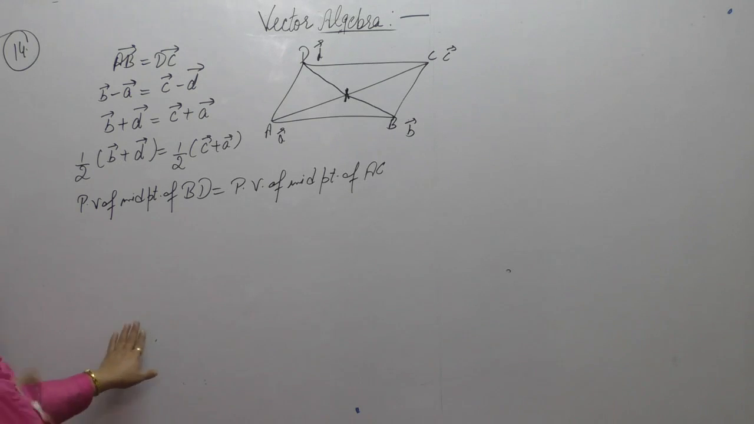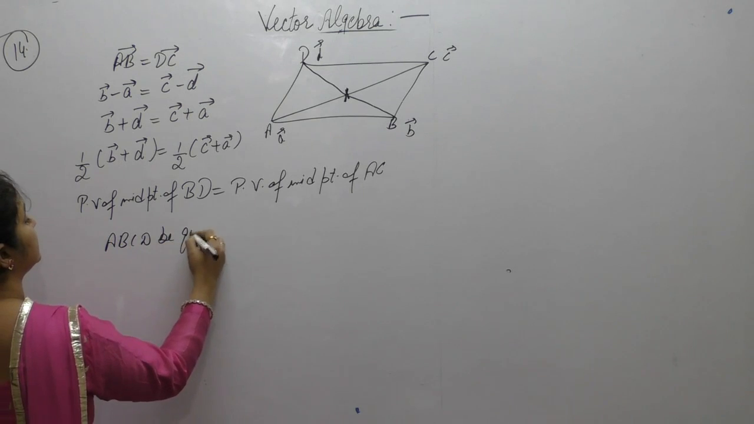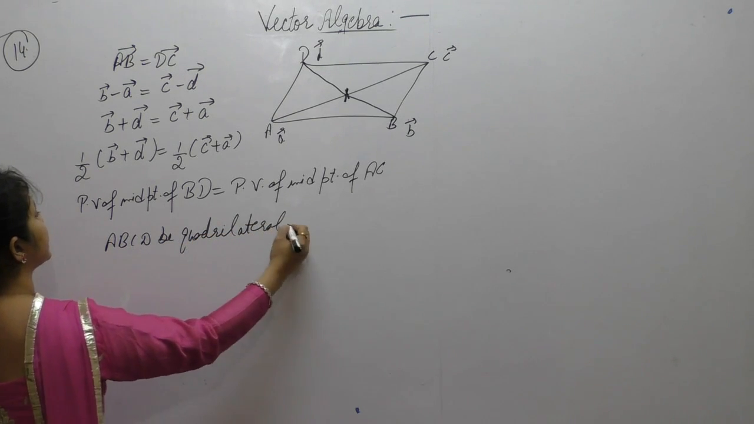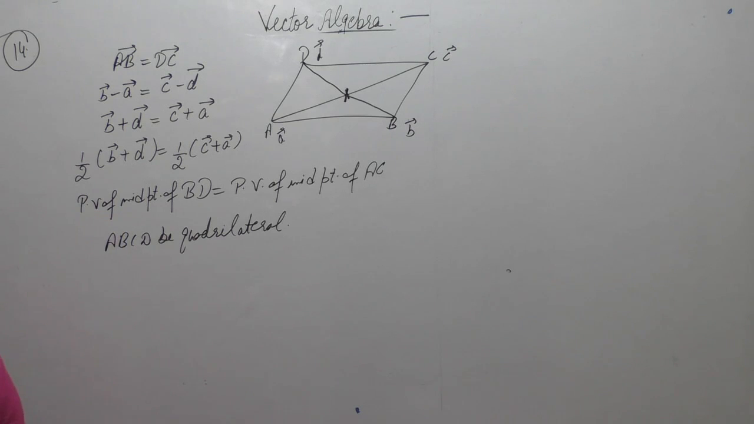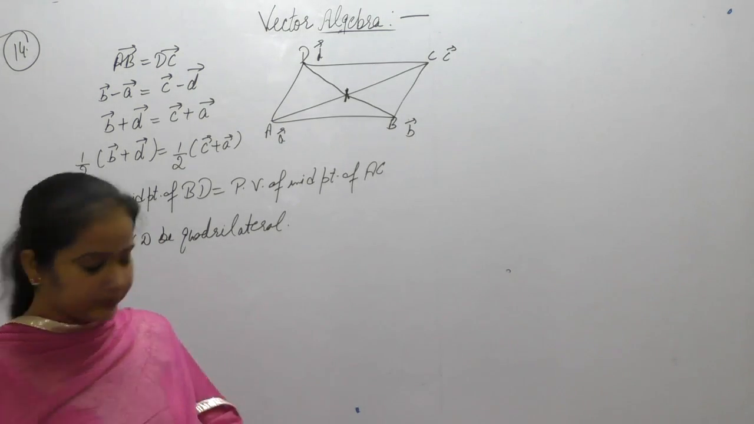Now let us take the converse. First we assumed that ABCD is a parallelogram. Now let ABCD be a quadrilateral such that its diagonals bisect each other. Then we have to prove that it is a parallelogram.